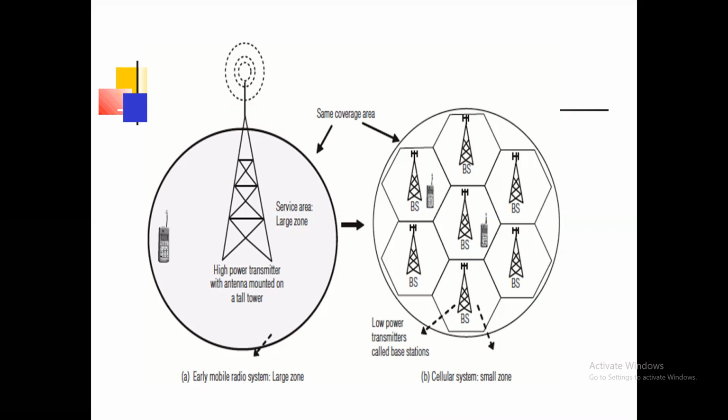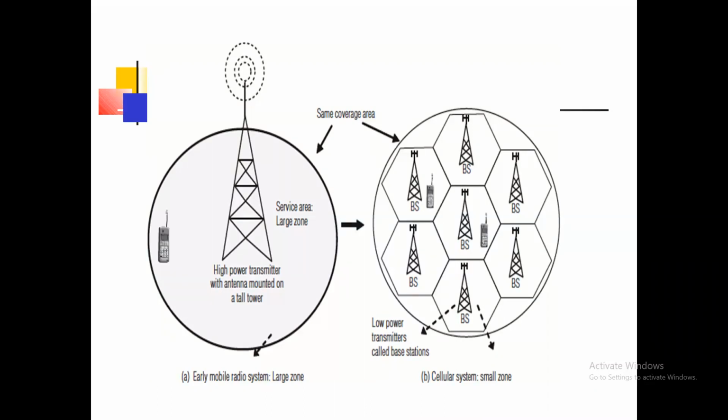Also, coming to the present cellular systems and also the early cellular system. Here, the early mobile radio system was drawn. The major difference is that in the early mobile radio systems, only high power transmitter antennas were used for a particular cell area, for a particular coverage area. Here the high power transmitter antenna was installed. This antenna covered a large area.